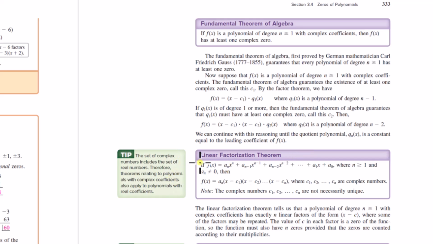Okay, and so all of this combined, I thought was the entire fundamental theorem of algebra, but according to this textbook, apparently not. But anyway, okay.